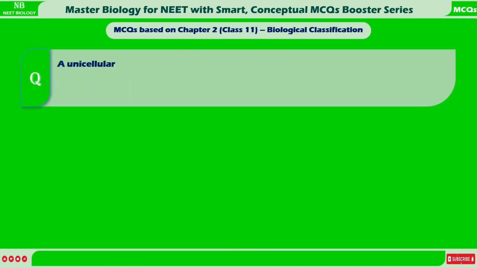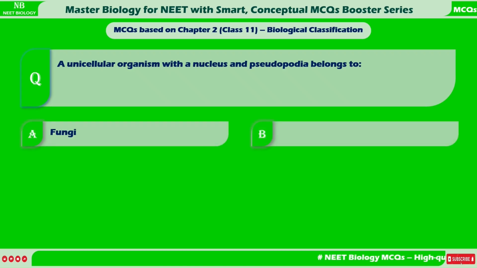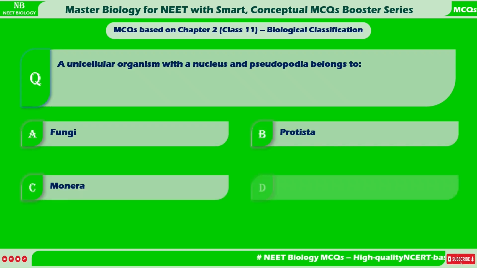A unicellular organism with a nucleus and pseudopodia belongs to: A. Fungi, B. Protista, C. Monera, D. Plantae.